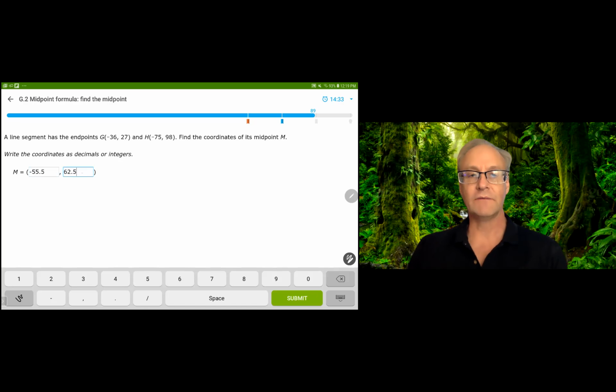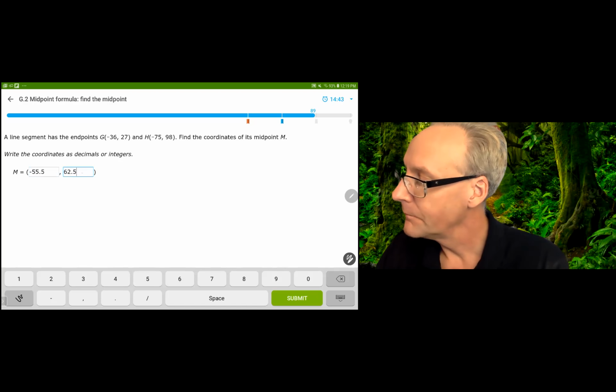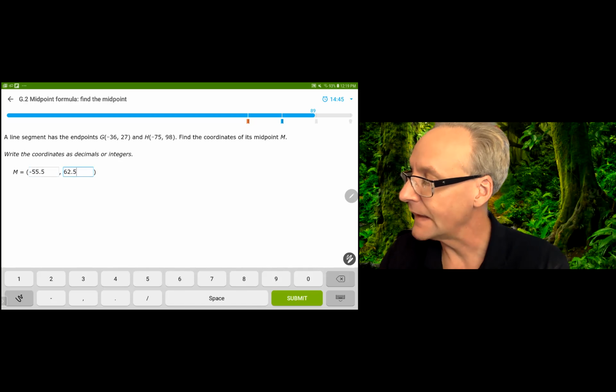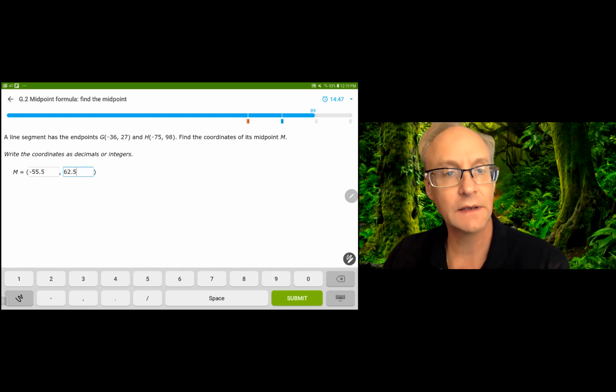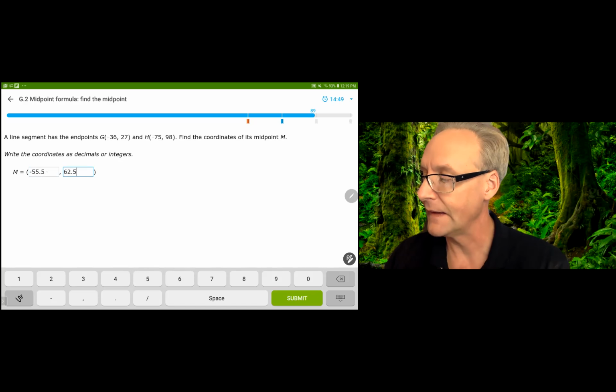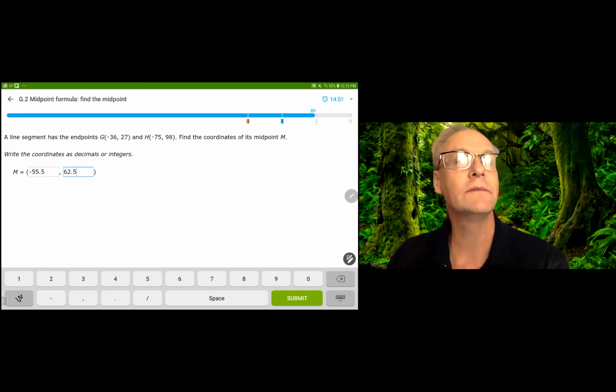Now, I've mentioned this before, but a really bad idea is to just grab your calculator and just start pushing buttons. That is a very common answer to this. 5 and 6 makes 11, and 70 and 30 makes 100. And half of 111 is negative 55.5. The 27 and the 98 make 125. It looks like, that looks good to me.